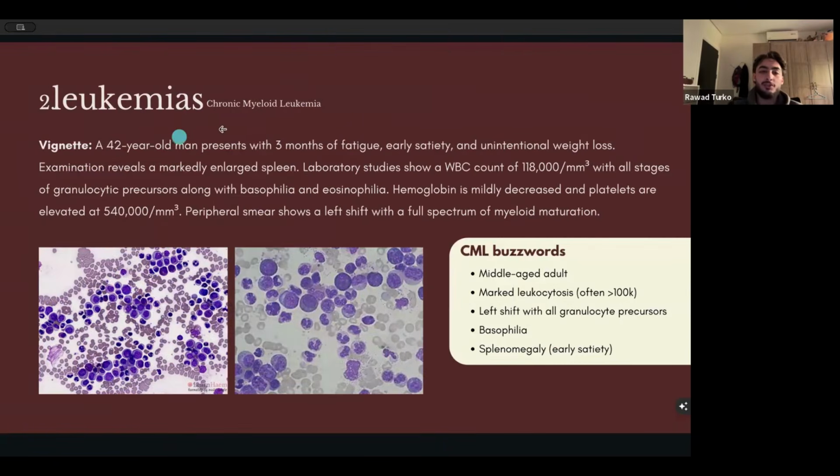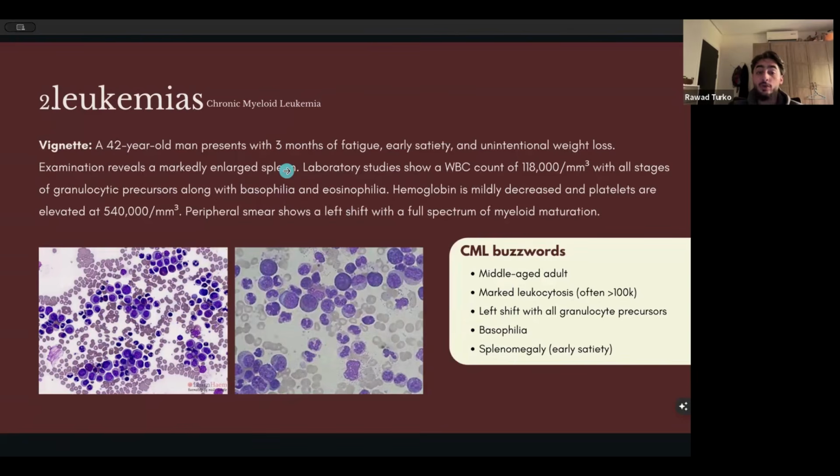Okay. All right, so again, CML. A 42-year-old man presents with 3 months of fatigue, early satiety, and unintentional weight loss. Exam: markedly enlarged spleen, so some splenomegaly there. WBC count shows all stages of granulocytic precursors, along with basophilia and eosinophilia. Basophilia, it's very important for CML.